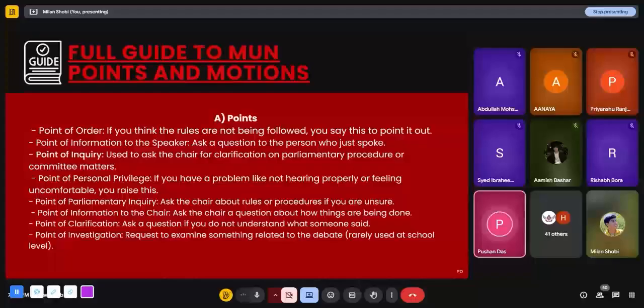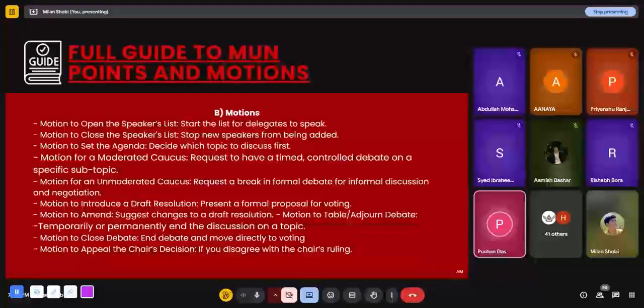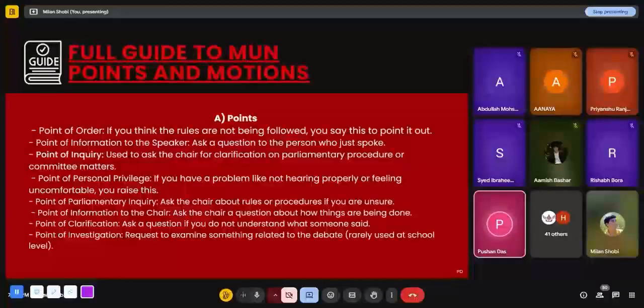Now you know all about points, but how do you raise one? To raise a point, the delegate must first raise their placard. Once recognized by the executive board, you say, the delegate of so and so would like to raise a point of information, inquiry, order, or personal privilege as the need may be. Once recognized, you may proceed with whatever the issue is. That's all you need to know about points.